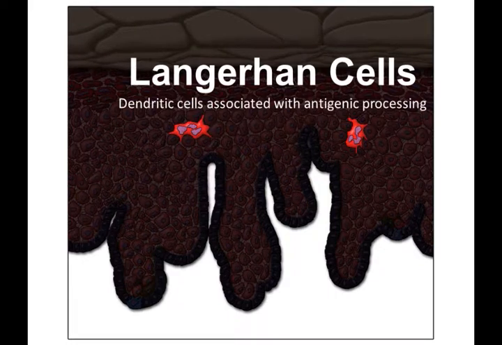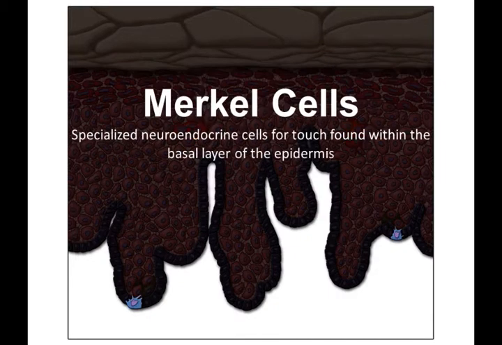Langerhans cells are dendritic cells that are CD1a positive and function in the afferent limb of the immune response. Merkel cells present in the basal layer are slow-reacting touch receptors. They're often associated with follicular units and, of course, give rise to Merkel cell carcinoma.